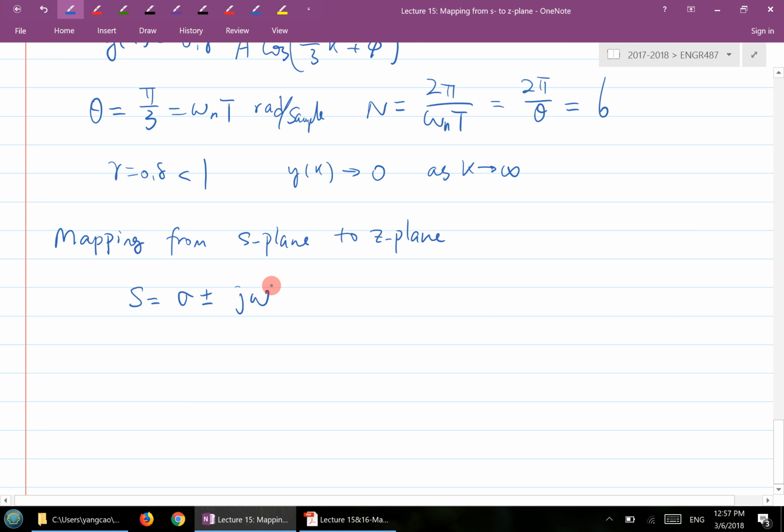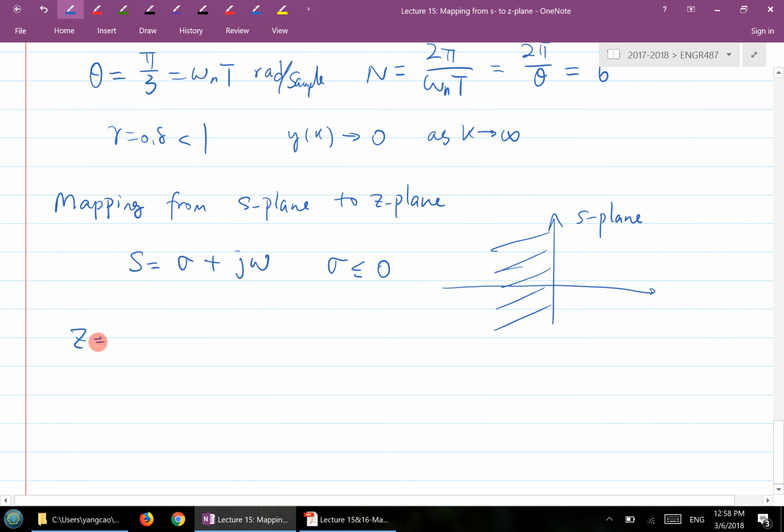Let's say we have a complex pole in the S plane. And of course, we will only be interested in the left side of the S plane, because that's the stable side, which means the real part of this S, or the pole, needs to be less than or equal to 0.